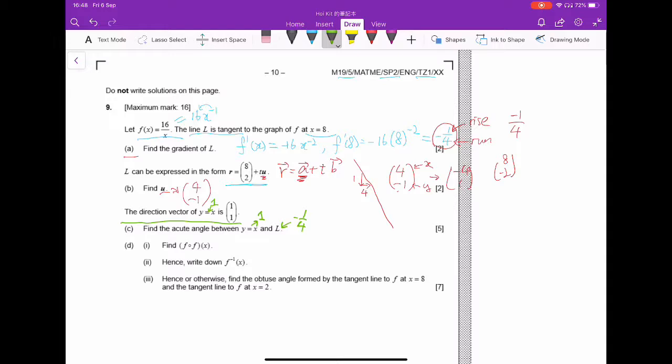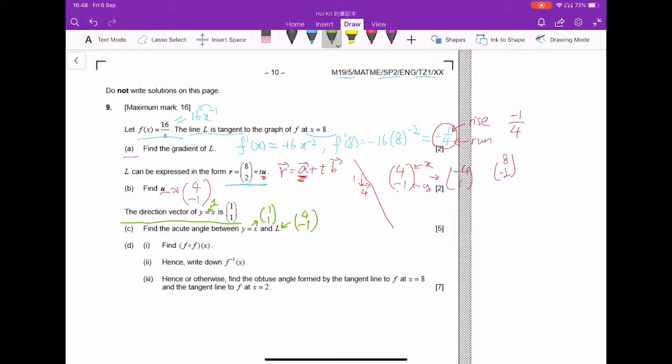Remember, y equal to x has a direction vector of (1, 1). And from the above, we know that Ly has a direction vector of (4, -1). So it seems to be easier to find the angle between the direction vector (1, 1) and direction vector (4, -1), because there is a direct method provided in the syllabus, which is the dot product. So we will use the dot product.